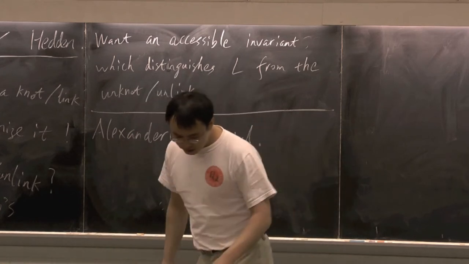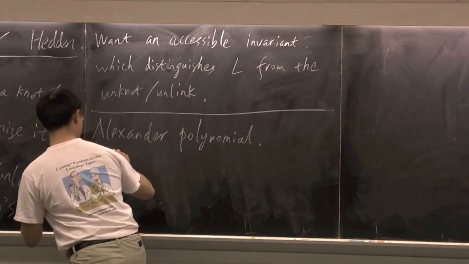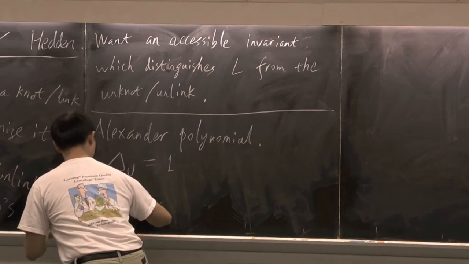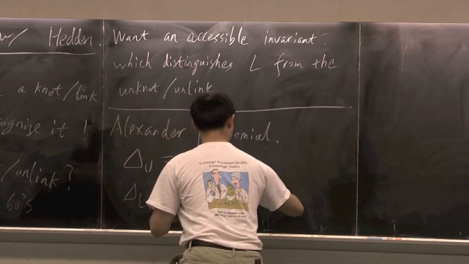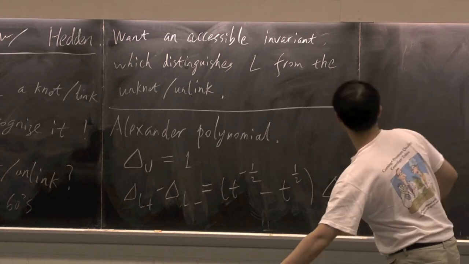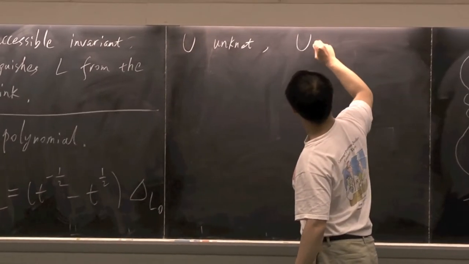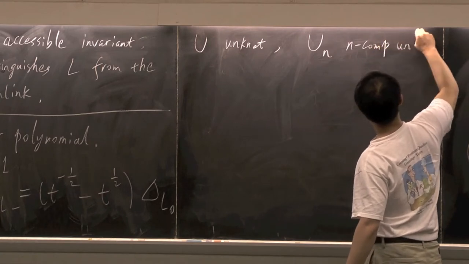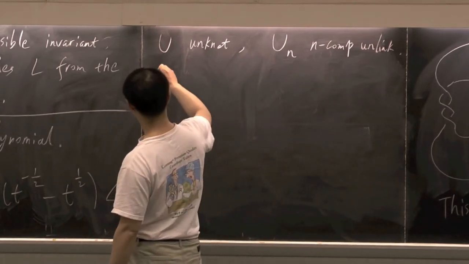The Alexander polynomial is a Laurent polynomial, and it's defined by the following relation. Delta of U is 1, and delta of L plus minus delta of L minus is equal to t to the minus 1/2 minus t to the 1/2 times delta of L zero. Here, let's say U is the unknot, and moreover, we let U_n be the n-component unlink.